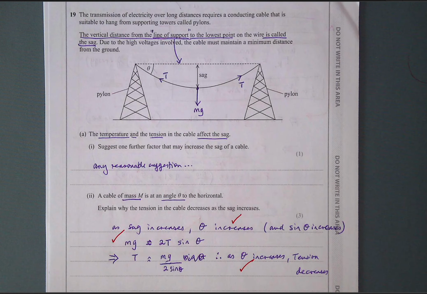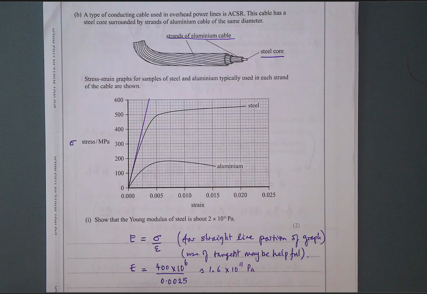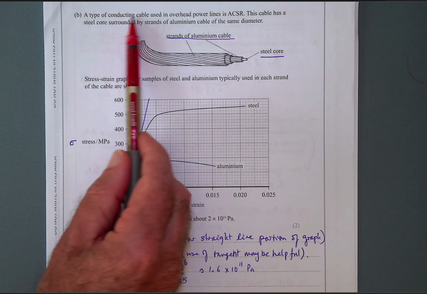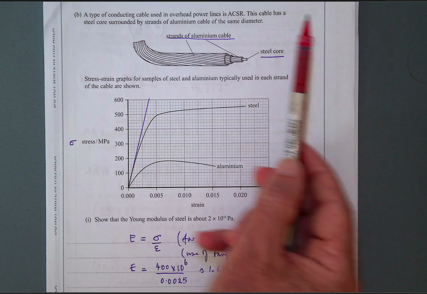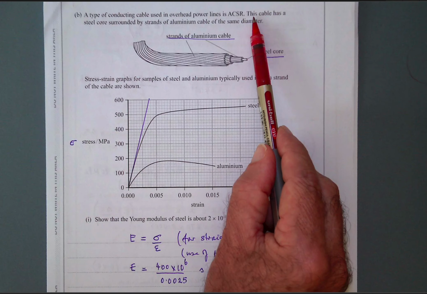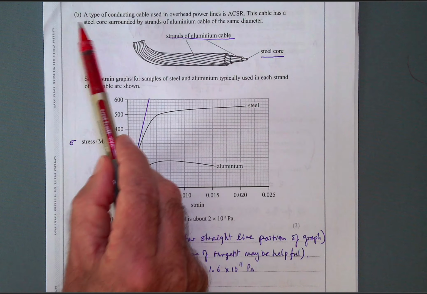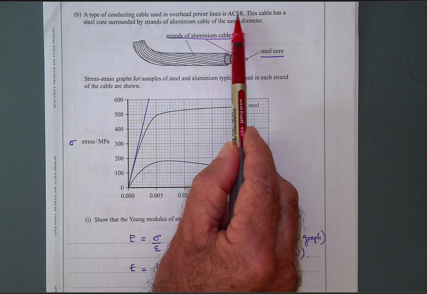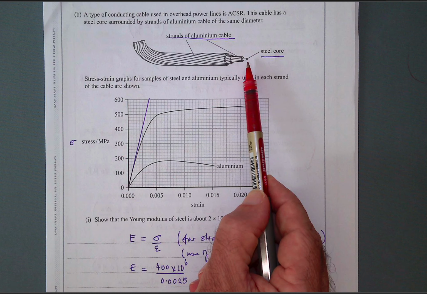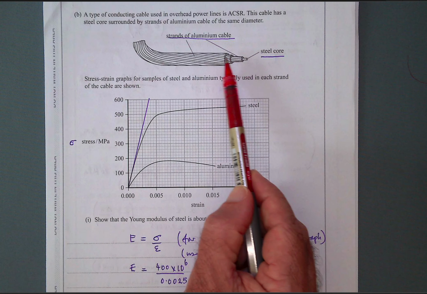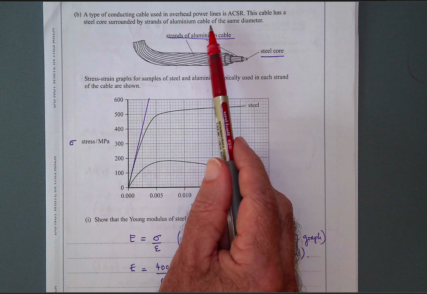Part B are giving you some information about what the cable is constructed of. The type of conducting cable used in the overhead lines is called ACSR. We don't need to know what that means. This cable has a steel core, so that'd probably be core steel, I don't know, surrounded by strands of aluminium. So aluminium steel combination of the same diameter. That's what they're saying. So steel is in the core, so they mean the aluminium strands are of the same diameter as the steel core.